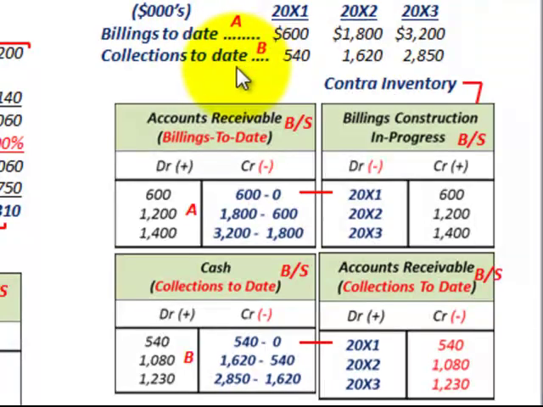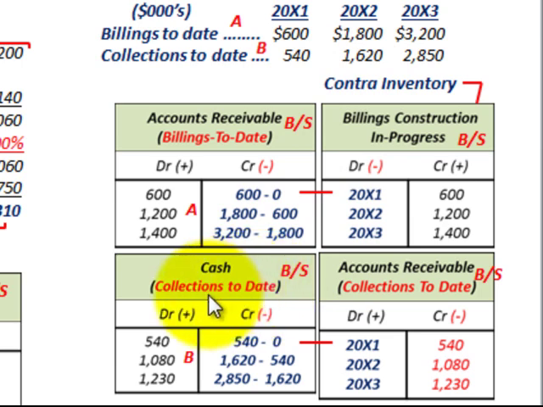Now the next thing is our collections, and we've got those numbers laid out here. This is what we collected in cash. So we set up our cash account on the balance sheet for the collections to date. That's what we collected to date. So for the first year, that was $540. And then the next year, we have the $1,620 at 20x2 and subtract out the $540 already realized. That gives us a debit, or increase, to our cash of $1,080. And then for the last year, we had the $2,850, subtracting $1,620 already included. So that gives us $1,230. So we increased our cash for each of those years by those amounts, simply the difference from year to year that we calculated.